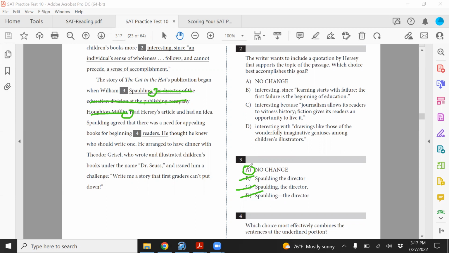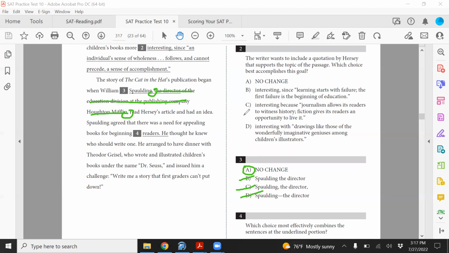So we go A. Agreed that there was a need for appealing books for beginning readers. He thought he knew who should write one. He arranged to have dinner with Theodore Giesel, who wrote and illustrated children's books under the name Dr. Seuss, and issued him a challenge. Write me a story that first graders can't put down. Okay.